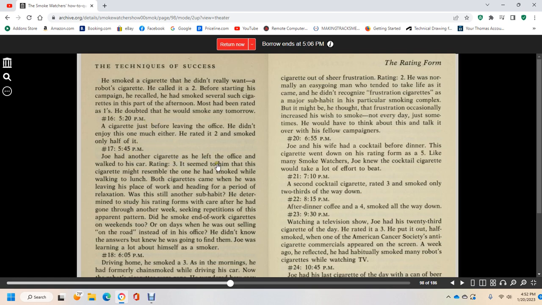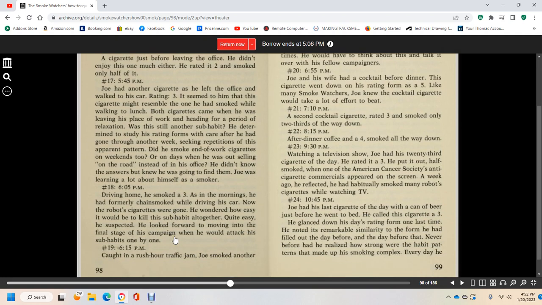He walked to his car with a rating of 3, with a sense that this cigarette might resemble the one that he smoked while walking to lunch. Both cigarettes came while leaving the place of work, heading for a period of relaxation, another sub-habit that determined the rating. He went through another week seeking repetition with the apparent pattern, smoking individual cigarettes on the weekend too, on the days that he was out selling on the road instead of in the office. He did not know the answer, but he knew he was going to find it. Joe was learning a lot about himself as a smoker.